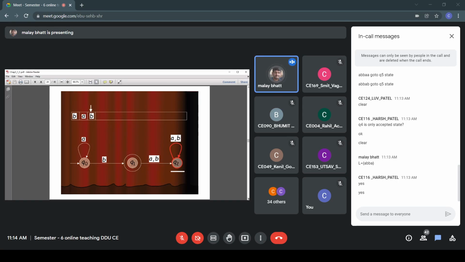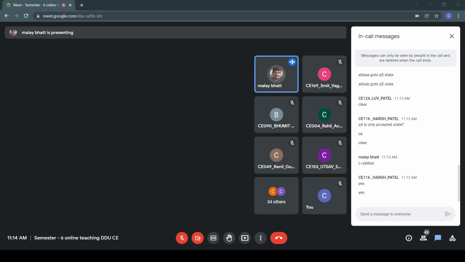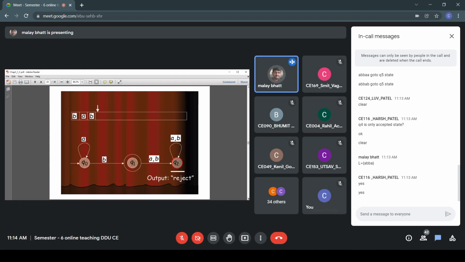Now after this, we have to check, do we have any string left? We don't have any string left. It is the null string. The end of the input is there. So we announce the result as reject. So BAB is not accepted by this finite automata.